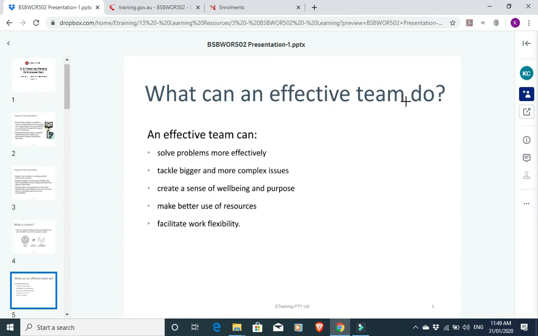So what can an effective team do? Many things. To start with, they can solve problems more effectively. They can tackle bigger and more complex issues. They can create a sense of well-being and purpose. They can make better use of resources, and they can facilitate work flexibility.